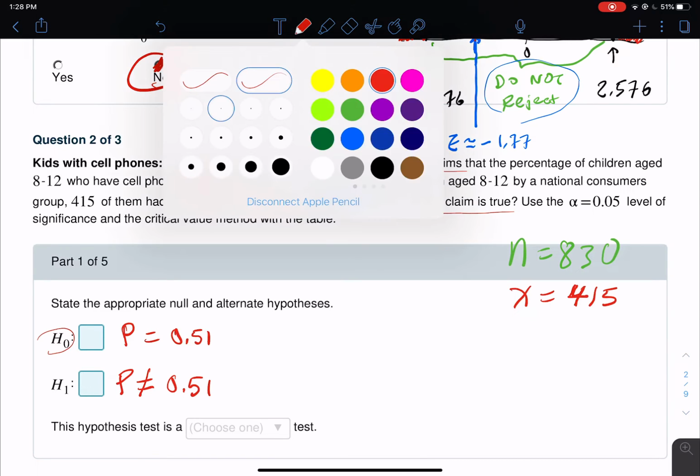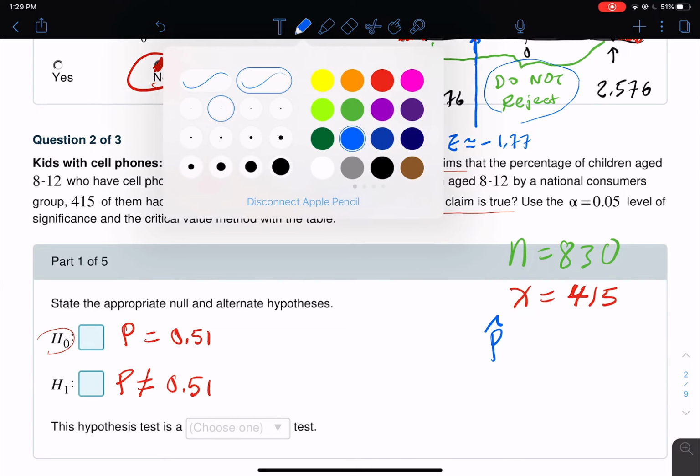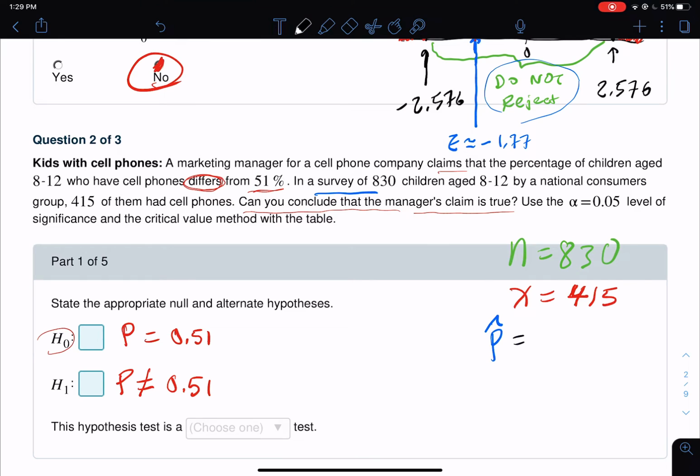So that means our sample proportion, P hat, right? That is going to be figured by taking our X, the kids 8 through 12 that had cell phones, over the total kids 8 through 12 in the sampling group. And when we divide that, we get exactly 0.5. Okay, so we have our P hat is 0.5.